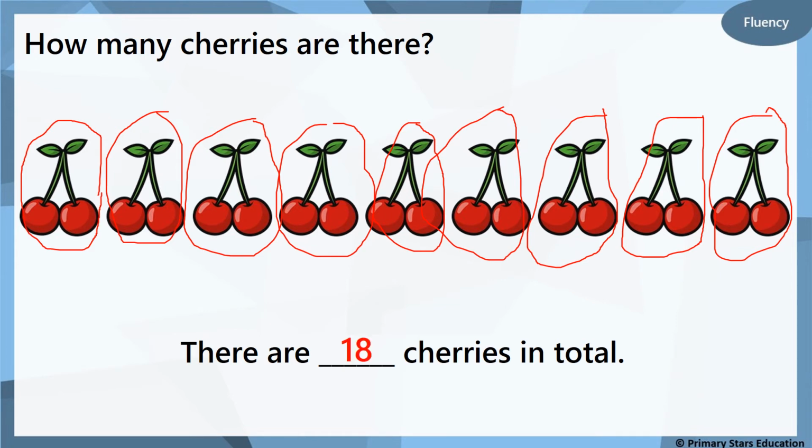It's much quicker to count up in 2s than to count up in 1s if we know that they have been grouped in 2s like this, or we could group them ourselves. Let's have a go at another one.